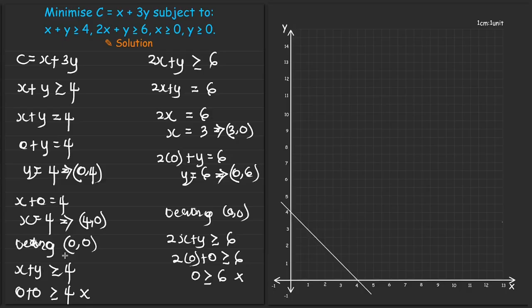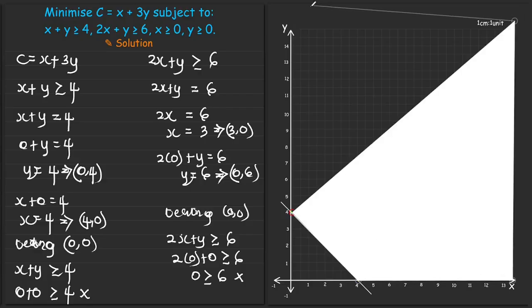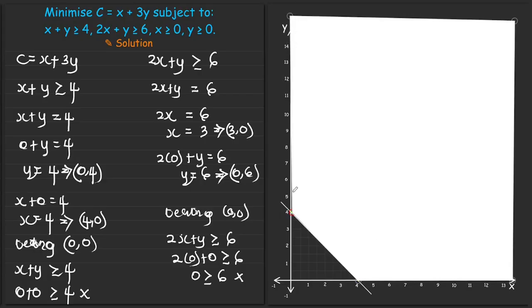Now from our testing, we realize that the origin does not satisfy. So it simply means this region doesn't satisfy. In other words, this whole region we have over here, as I'll be illustrating very soon, is rather the region that satisfies our inequality. All of this, you see.